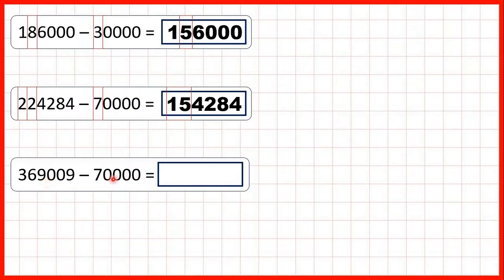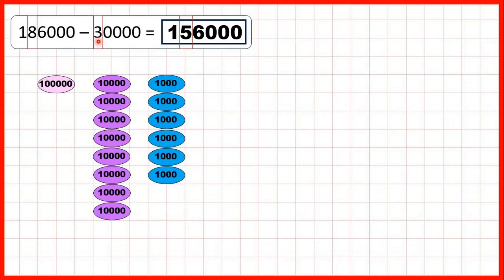369,009 minus 70,000. If we highlight our 10,000s digits, again 7 is larger than the 10,000s digit in our question, so we need to highlight our 100,000s digit as well. So now 36 minus 7 is 29, so we can replace these digits here with a 2 and a 9, and then leave all of our other digits in the number that we were subtracting from the same. So our answer is 299,009.